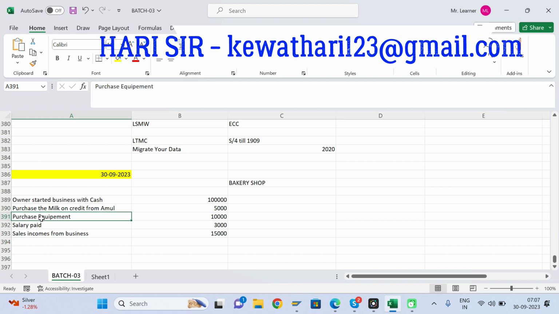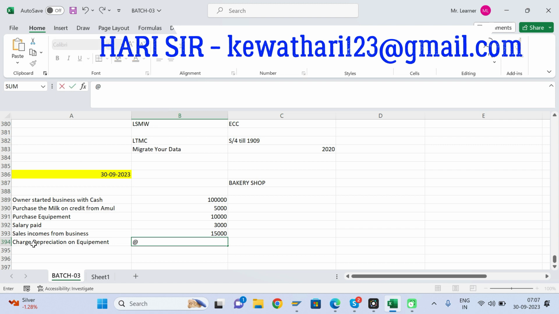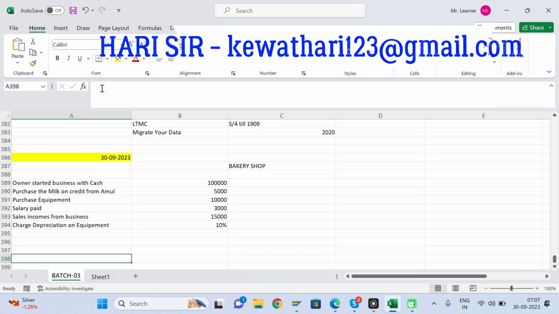Since he has purchased the equipment, he is charging depreciation also. Okay, charge depreciation on equipment. He is charging 10%. Okay. So all this is how he is doing the business.